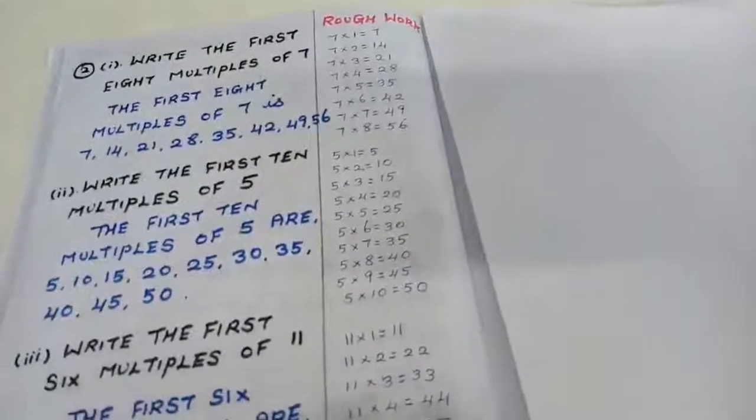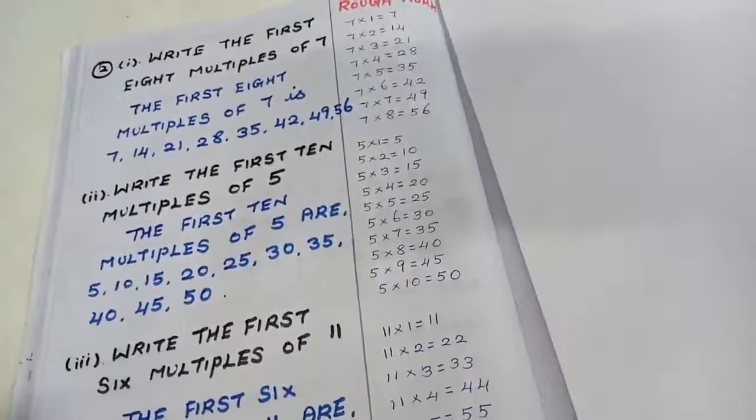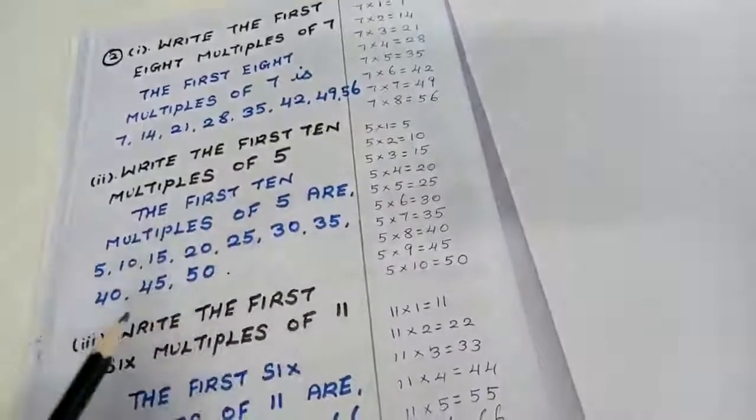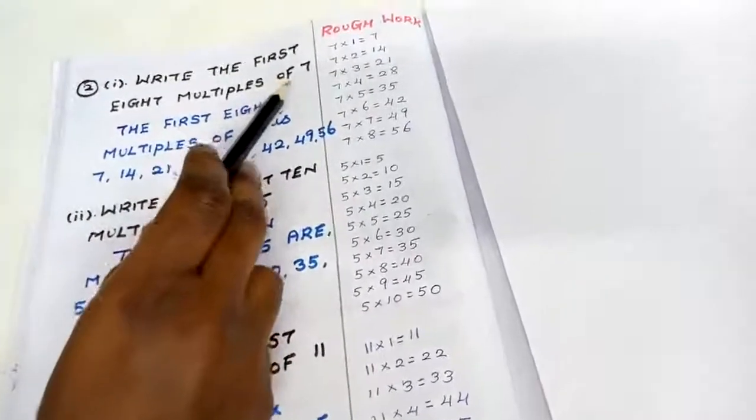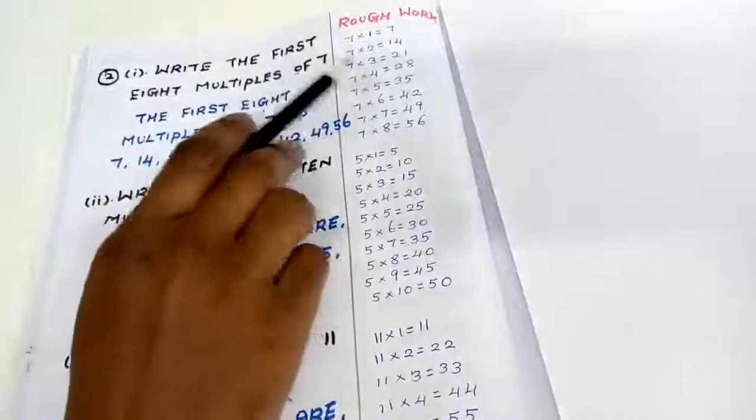Coming to the second question, students. The second question is not a big concept, very easy, only based on tables. I am just going to read only the questions. Write the first 8 multiples of 7 means you are going to take the 7 table. I have done it in the rough work. You are going to take the 7 table, students.